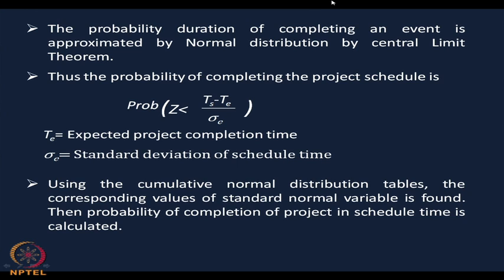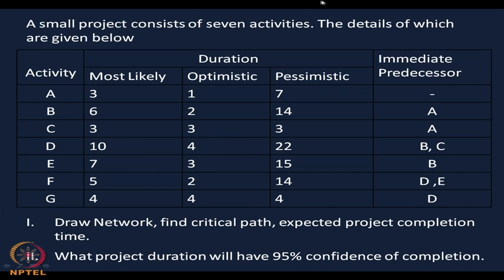Now, we will try to find out some examples. Using examples, we will try to explain the methods. First, see the problem. A small project consists of 7 activities, the details of which are given here. You see the headings: the activity, and what is the duration. Now, duration is not a single time like in CPM. Here we have supplied most likely time, optimistic time and pessimistic time for a project, and the immediate predecessor. For this example, I will draw the network using this.